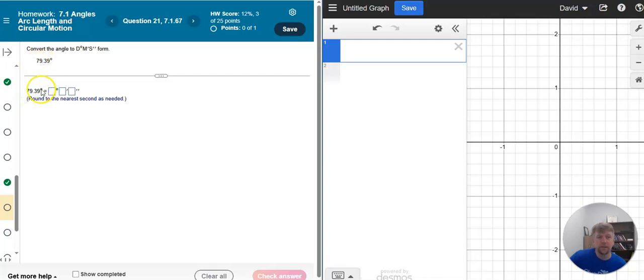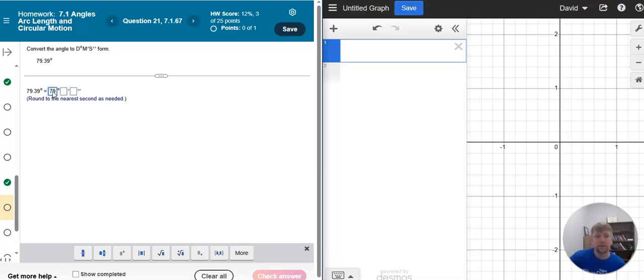So 79.39 degrees, well, the whole number part is going to be the whole number of degrees we have. Now to get the minutes, we're going to start off with the decimal part from this. So it's basically like we took the 79 off of this. So instead of starting off with 79, we're going to start off with just the 0.39. So I'm going to multiply that by 60. There are 60 minutes in a degree.